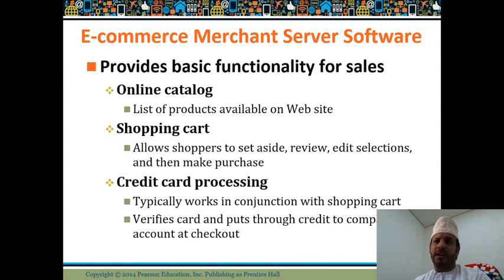First, an online catalog. That means a list of products available on my website. I have to show it to you. And a search engine. I have to provide you a search engine, so if you are looking for a wallet, you just search for a wallet and you will get all the wallets that I have on my website. I will sell it to you.